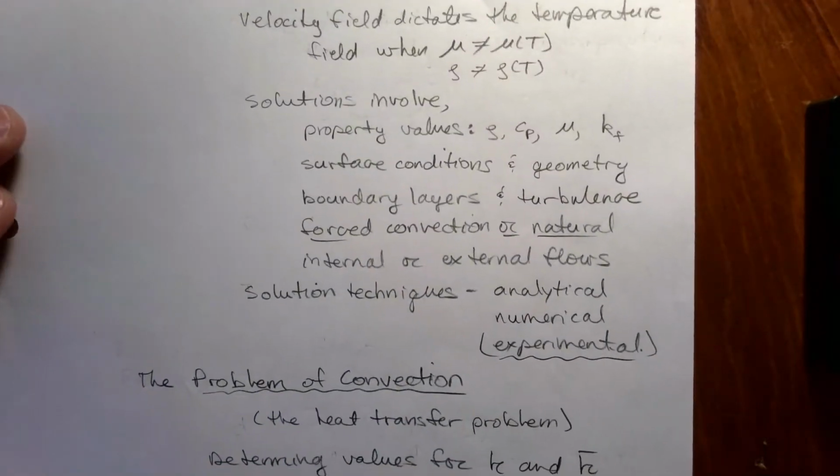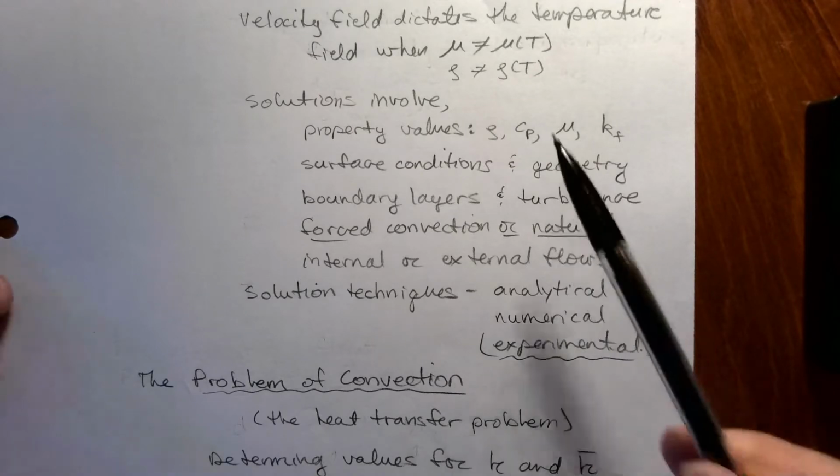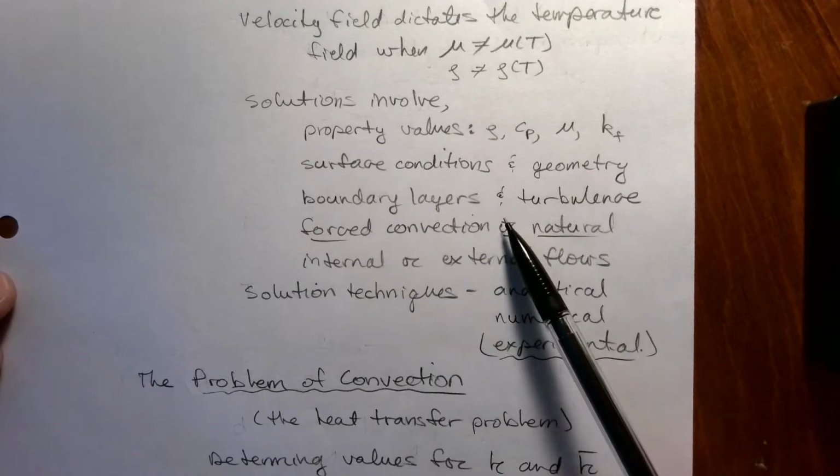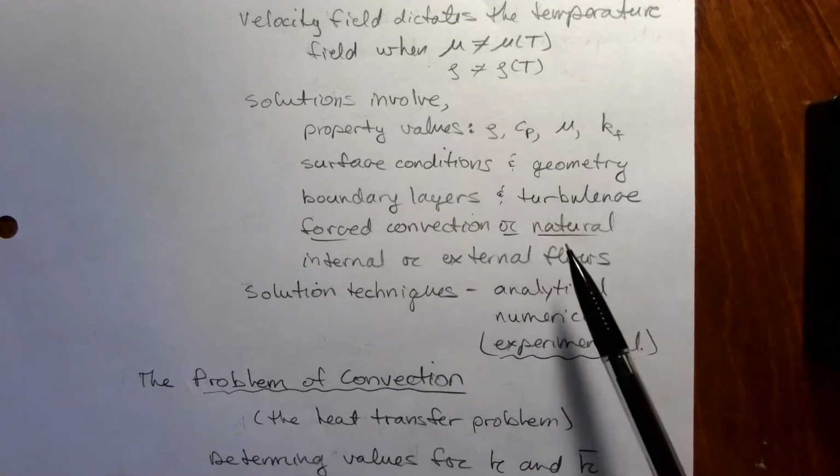So the solutions involve property values that can depend on temperature, surface conditions, surface roughness can sometimes be important, the geometry, obviously, boundary layers, turbulence, and whether you have internal or external flows. You can have forced convection or natural convection. Many, many different physical situations are going on that figure into the flow field that affects H.